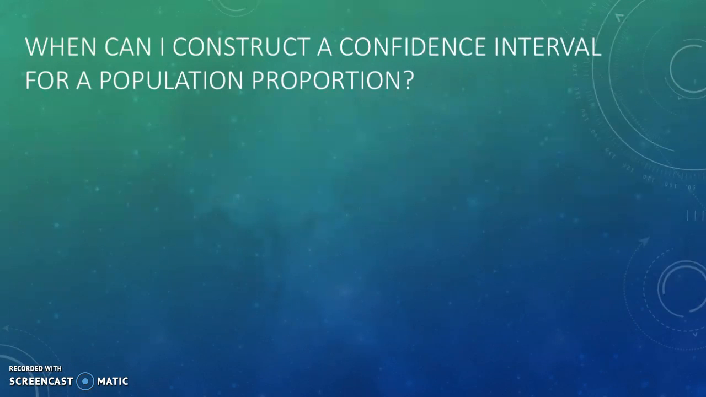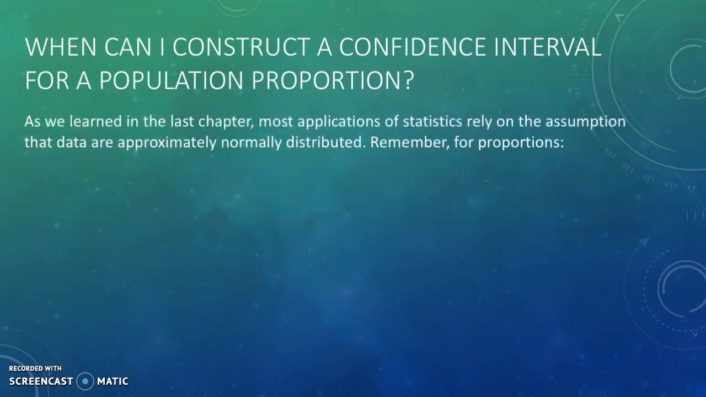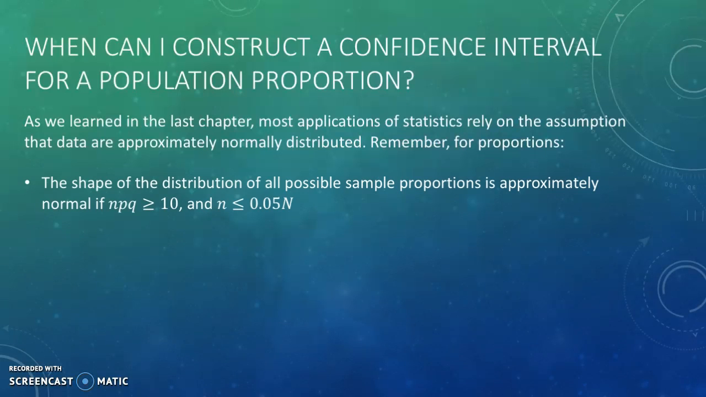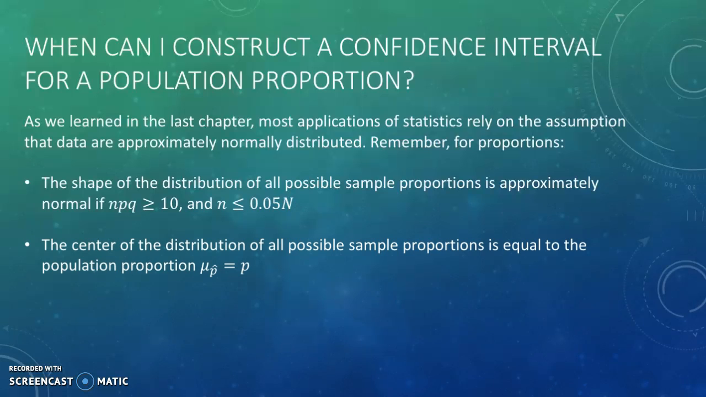Just like what we were doing before, most applications of statistics really rely on symmetric distributions, specifically the normal distribution. So if we want to construct a confidence interval, we need to be able to say that the data is normally distributed. To do that, for proportions, you need to have n times p times q greater than or equal to 10, and you need to have your sample size less than or equal to 5% of the population.